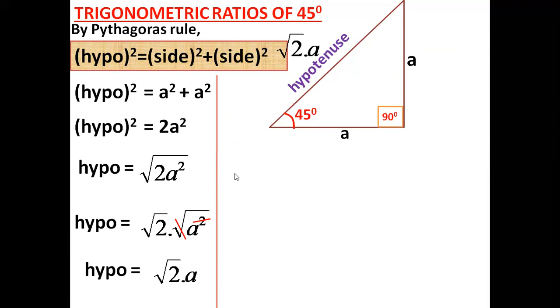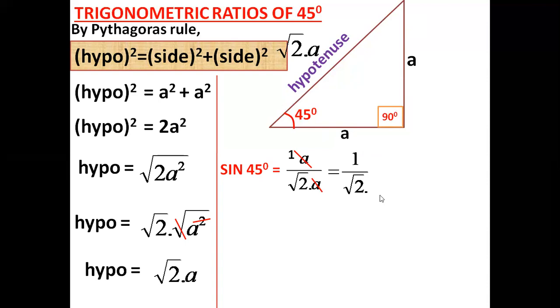Now, what is sine 45? What is the definition of sine? Opposite side of angle A by hypotenuse. Here I'm taking 45 degrees angle. So opposite side of angle 45 by hypotenuse. What is the opposite side of angle 45? That is A. So I'm writing in the numerator A, and what is the hypotenuse? Already we got root 2 into A. So sine 45 degrees is equal to opposite side A by hypotenuse root 2 into A. Here A gets cancelled, A by A is 1. So 1 by root 2. Sine 45 value is 1 by root 2.